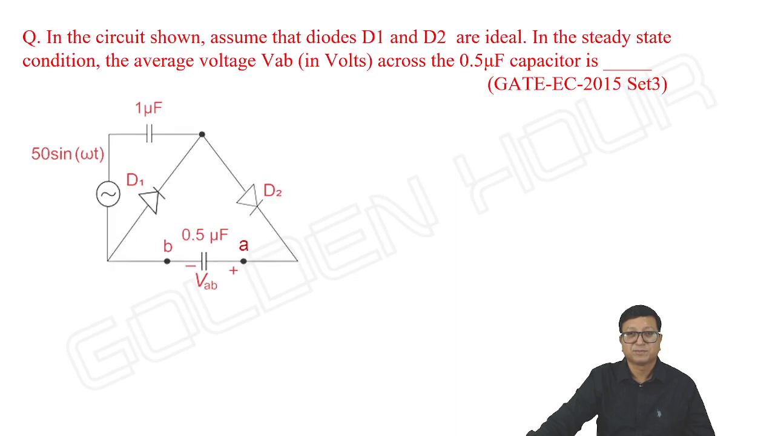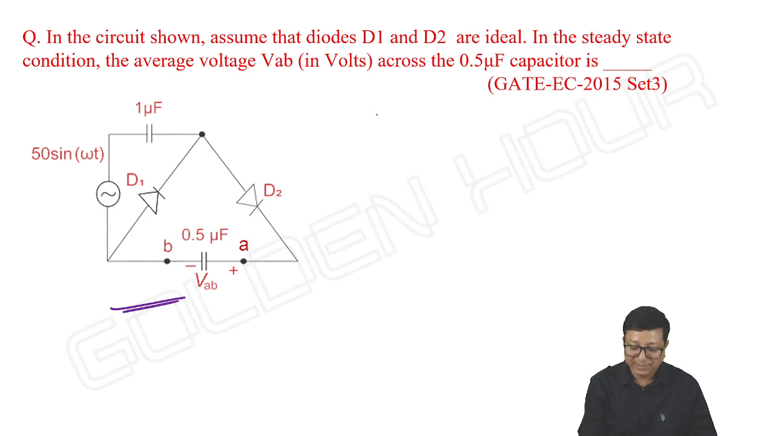Now let us have a look at some problems on these voltage doubler circuits. It was a question asked in the electronics paper, GATE 2015 set 3. In the circuit shown in the figure, assume that the diodes D1 and D2 are ideal. In the steady state condition, the average voltage VAB across the 0.5 microfarad capacitor is. See, they have given the circuit like this.